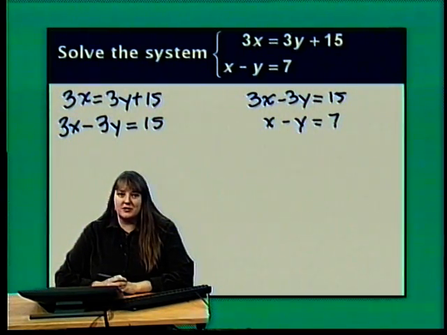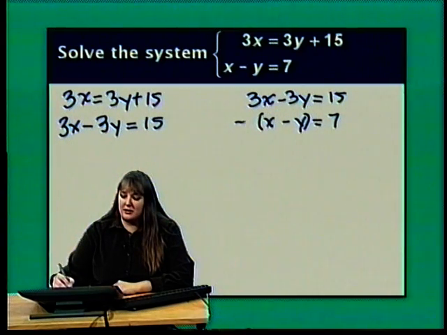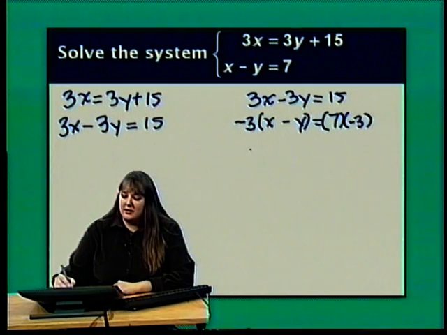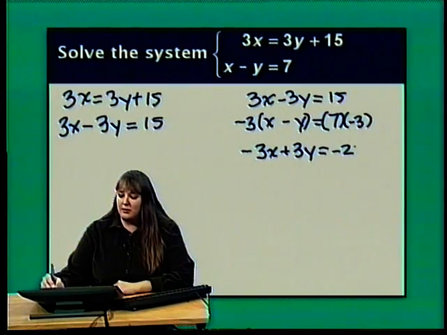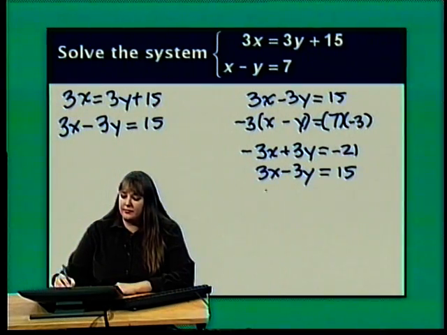If I add the two equations in this form, neither x nor y will be eliminated. If I take that second equation, though, and multiply both sides by negative 3, I'll be able to eliminate the x's. So let's multiply the second equation, both sides, by negative 3. That gives me negative 3x plus 3y equals negative 21. Then taking my first equation, written in standard form, 3x minus 3y equals 15.